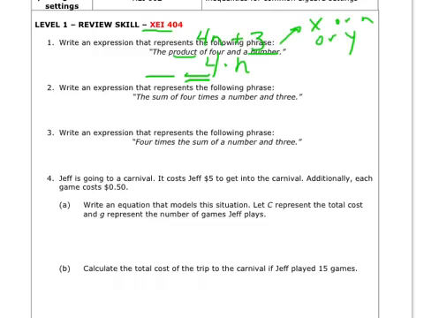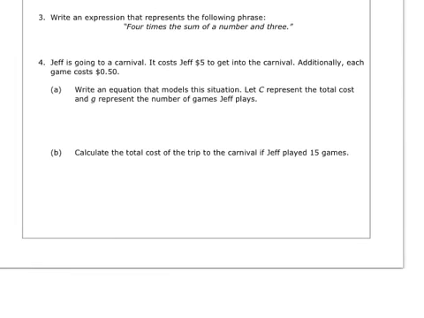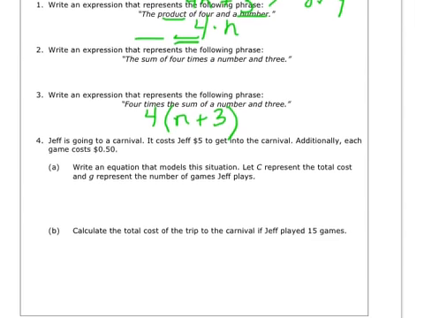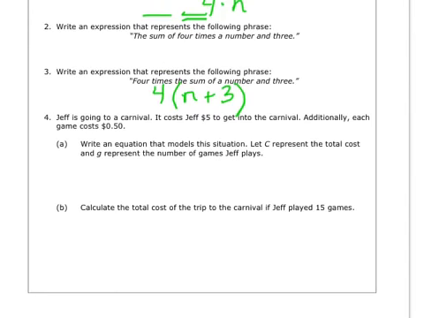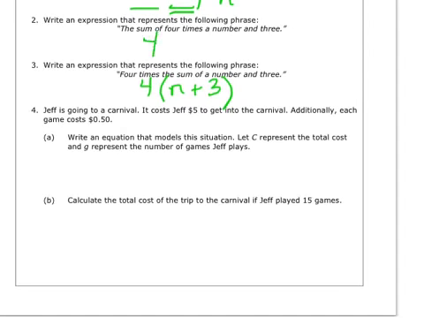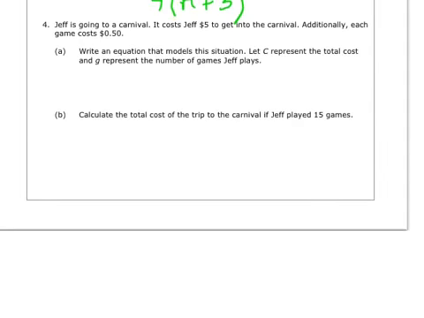So what this means is we're going to have 4 multiplied by the entire sum, so that's a number plus 3, whereas before we had the sum of 4 times a number and 3. So the wording here and the order of the words matters a lot. Okay, let's look at this last part of level 1 and then we'll be done.